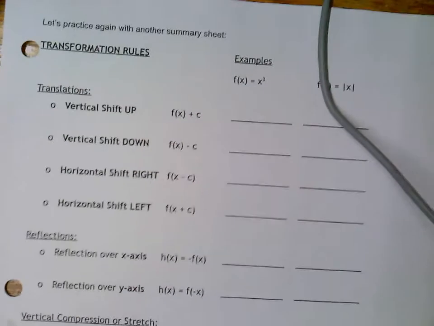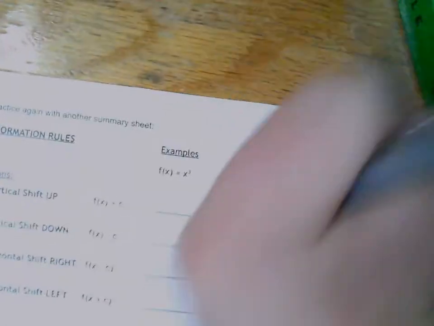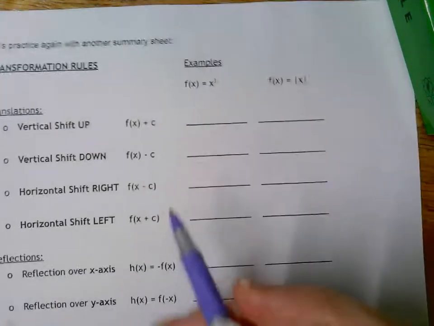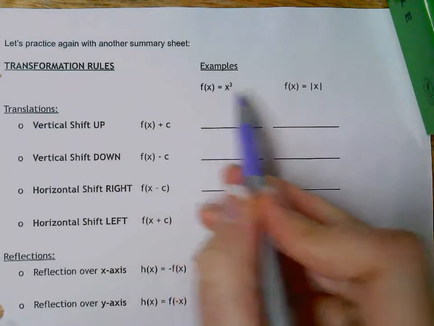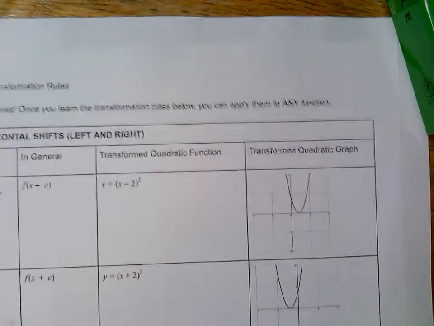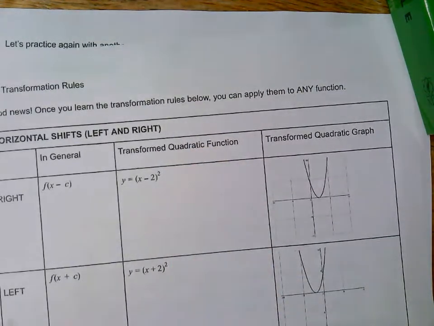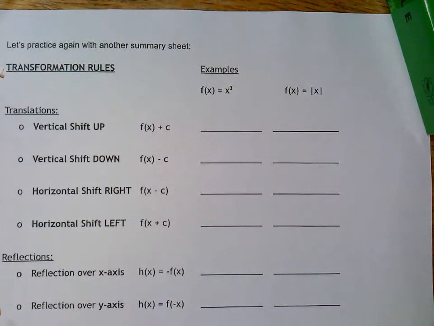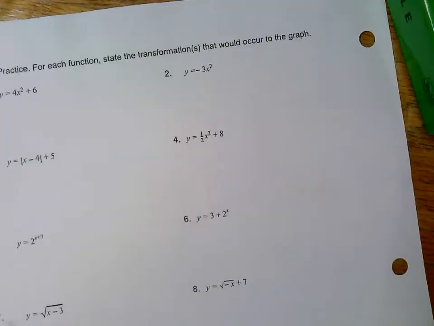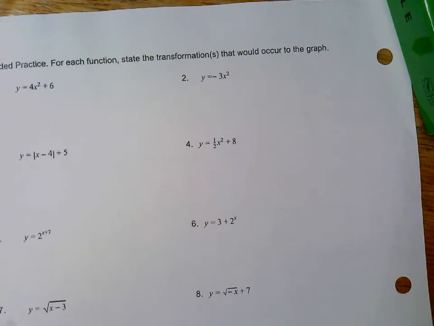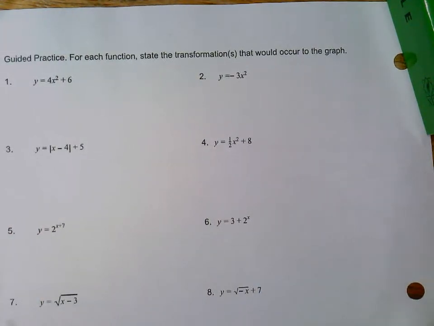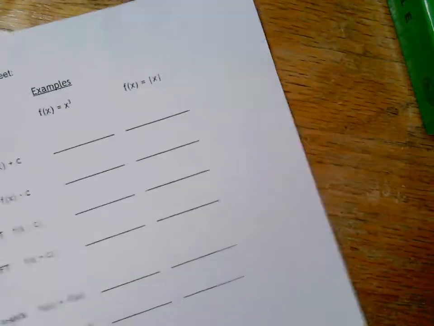So this page is just us practicing again, writing those functions. So I chose x cubed and I chose absolute value of x because this one already had x squared on it. So I wanted to just practice writing those transformations again. And then you are going to do the back page and identify what type of transformation has occurred. And I will do a couple of them with you to get you started.